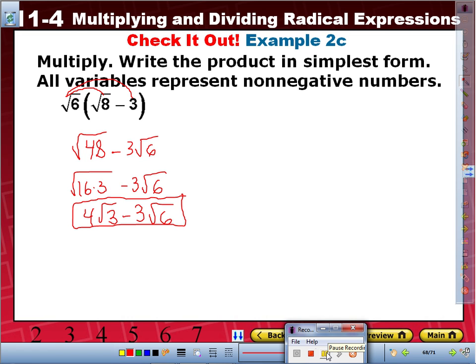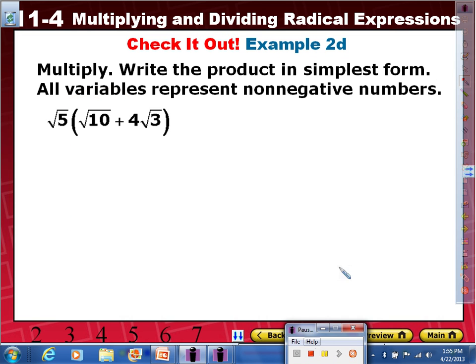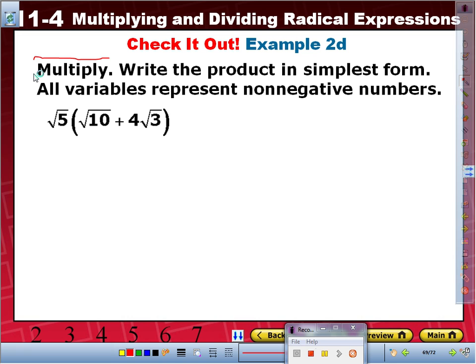Copy this next one down, please. Example 2D. Example 2D, it says multiply square root of 5 times square root of 10 plus 4 square root of 3. Do this one together. Here we go. Let's distribute our square root of 5. So the first one we distribute here.